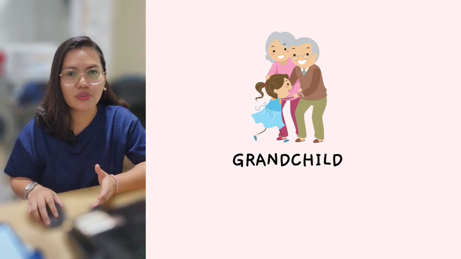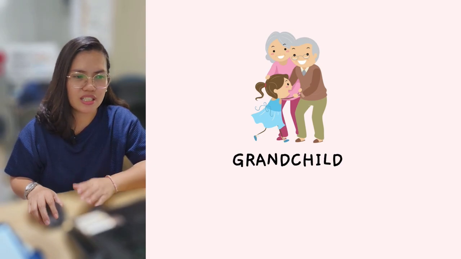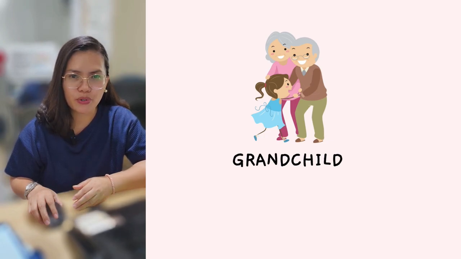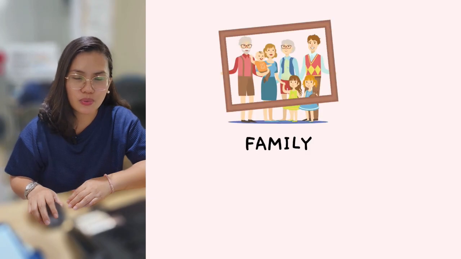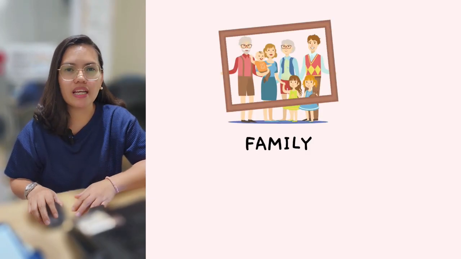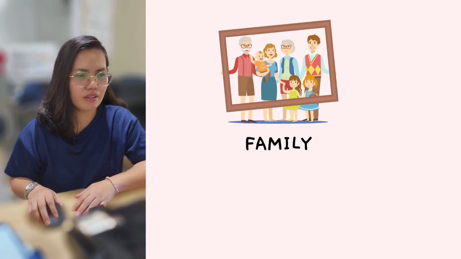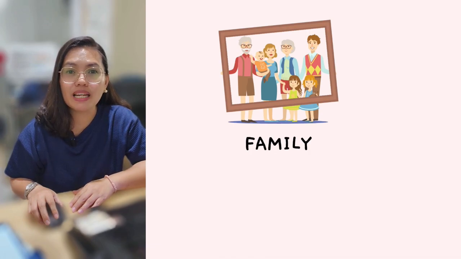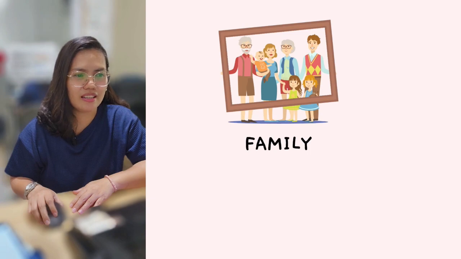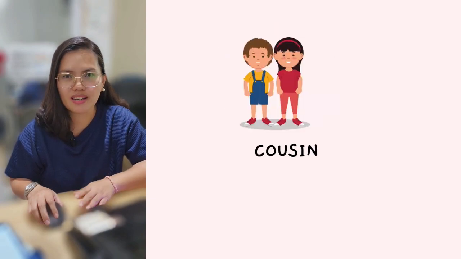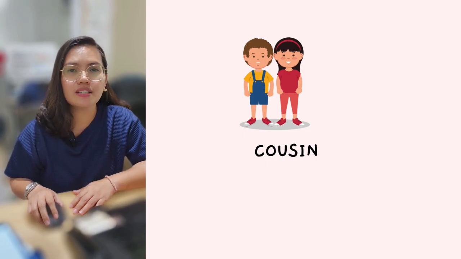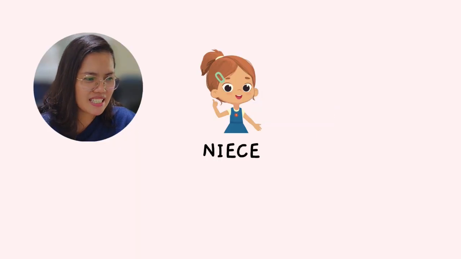Next one, grandchild. What is grandchild in Cebuano? It's apo. Okay, next one, we have family. What is family in Cebuano? Family is pamilya. Okay, the last one. Cousin. What is cousin in Cebuano? Cousin is igagaw.